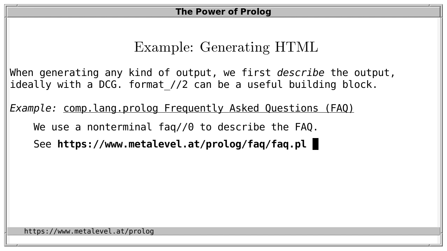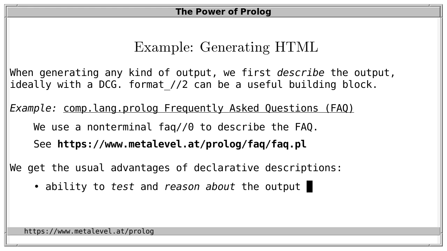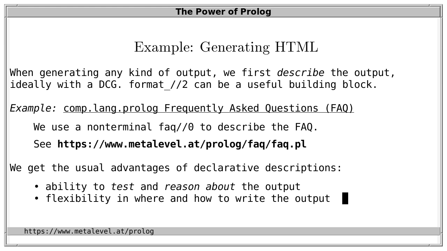We focus on a declarative description of the output and keep the extra logical parts as small as we can. And as long as we do this, we get the usual advantages. The ability to test and reason about the output, because we can ask the program what the output looks like by posting queries, and we can easily write test cases as queries. Flexibility in where and how to write the output. For example, we can write the output also to a network stream and so on, and we can also automatically translate the output, encode it differently and so on, because it's available as a Prolog term.